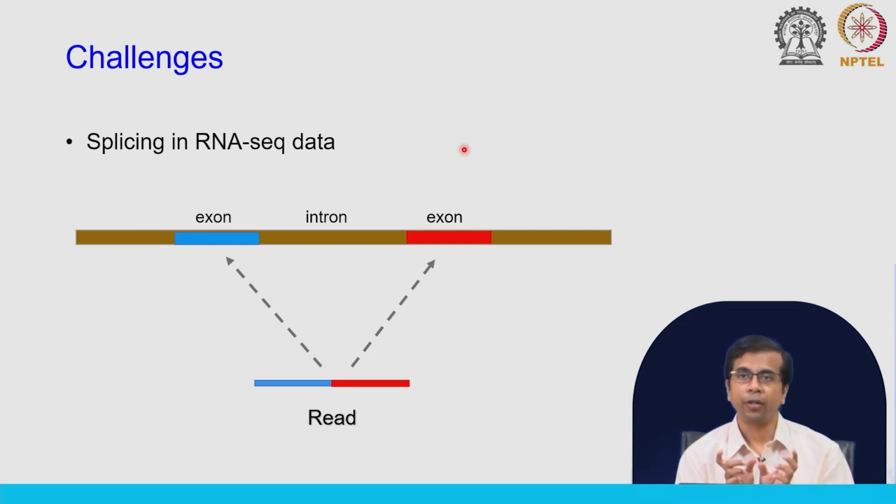So, we should be aware that there could be such mappings where you will have two different locations for one read. Again, there are different ways to address these challenges. We will talk about this, especially splicing in RNA-seq data, when we go into transcriptomic data analysis. All right, so we have understood the challenges.